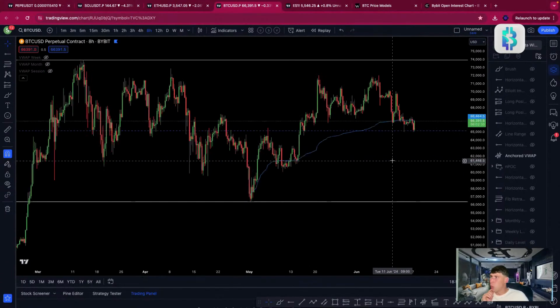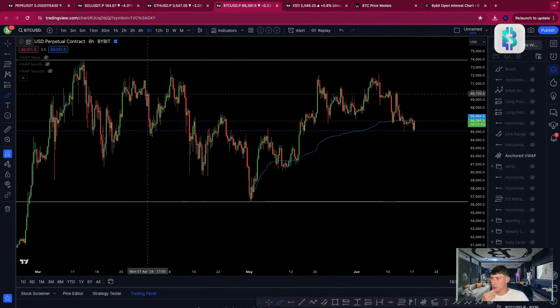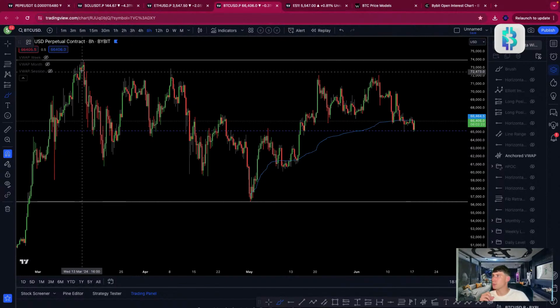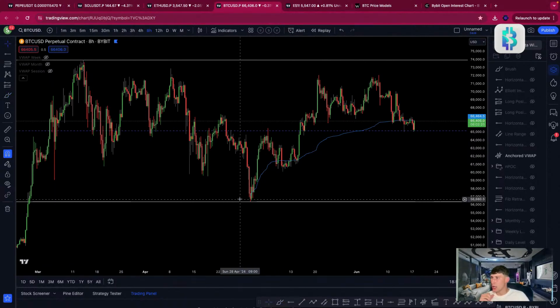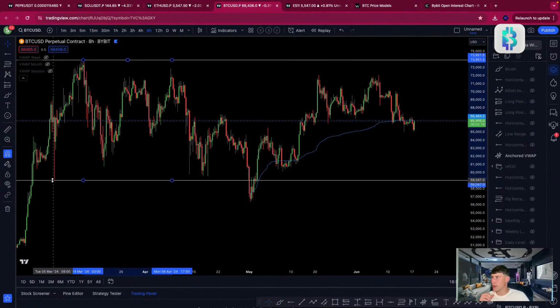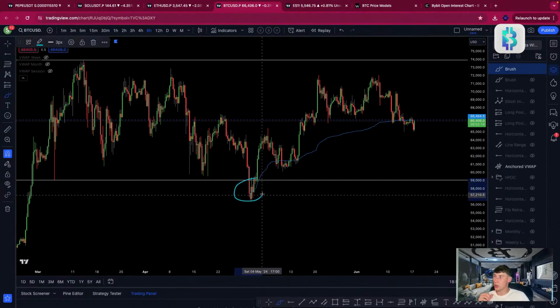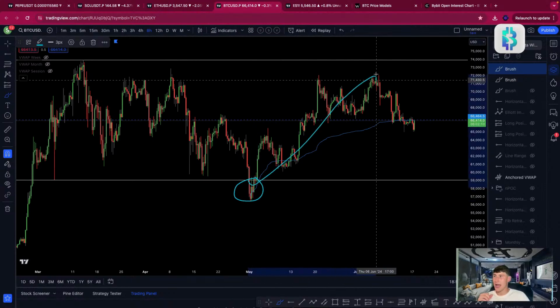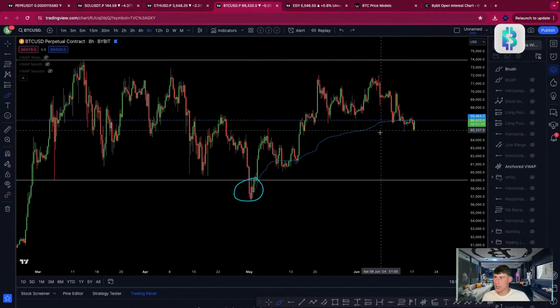So what I've done now is I've actually updated this range, this bigger range that I've been trading on the 8 hour. Previously I did have it drawn like this, where I of course took the long trade from the range low all the way back here on the 2nd of May. Of course, that has been a really profitable trade.